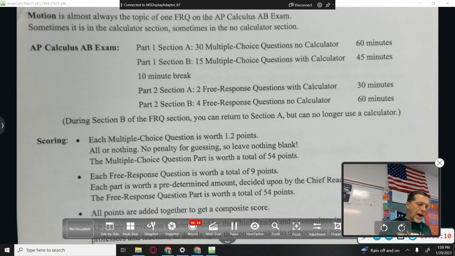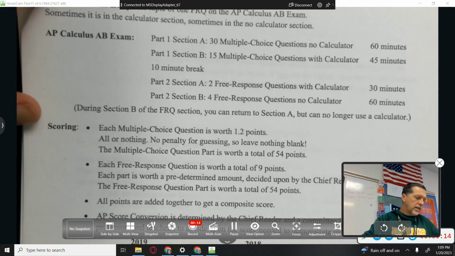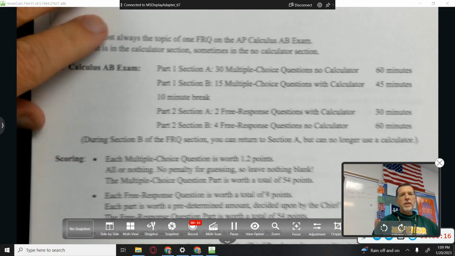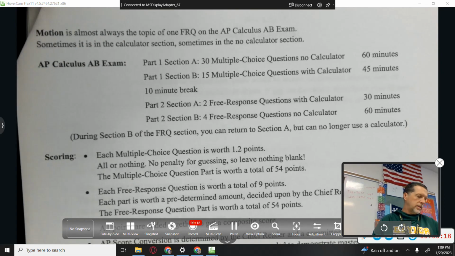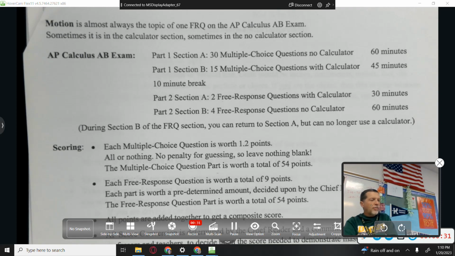This is the back page. Start talking a little bit about the format of the AP test. And it's second semester, so now instead of like first semester, it's almost all just let's just learn calculus, not really worry about the AP test too much. But now it's coming up at some point. So let's talk about the format of it.